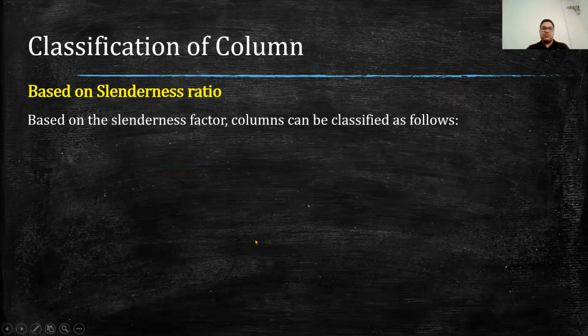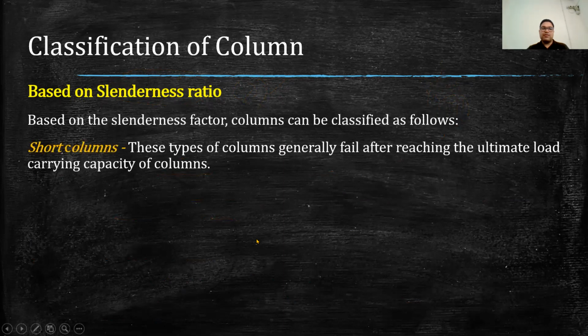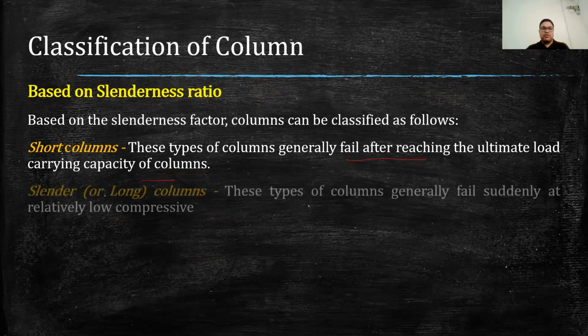Now, based on the slenderness ratio, columns can be classified as short columns. Short columns are the columns which generally fail after reaching their ultimate load carrying capacity. Similarly, slender or long columns generally fail suddenly at relatively low compressive load. Now, the point is, how do we classify a particular column as short or long?